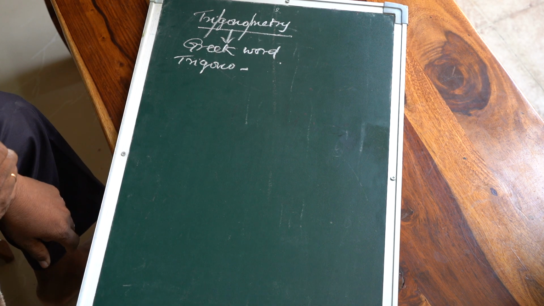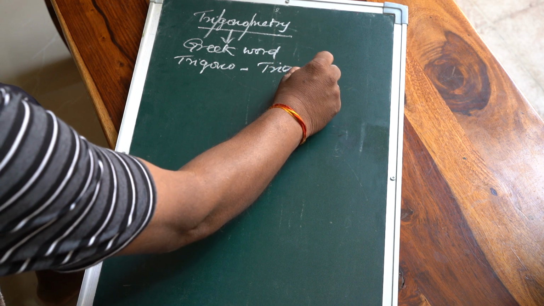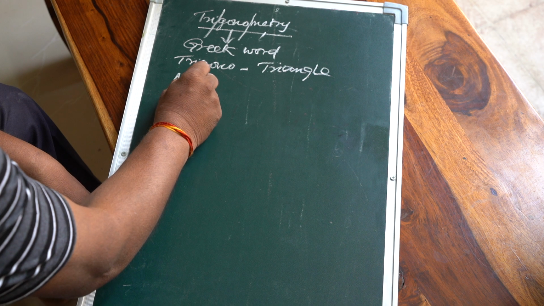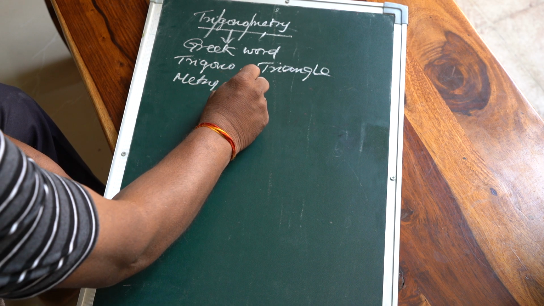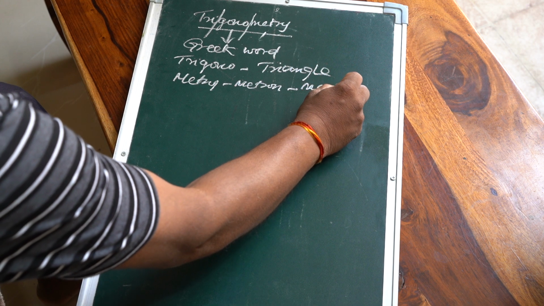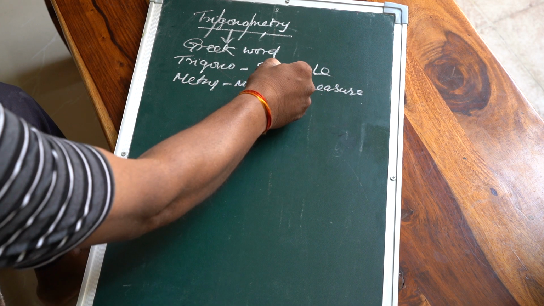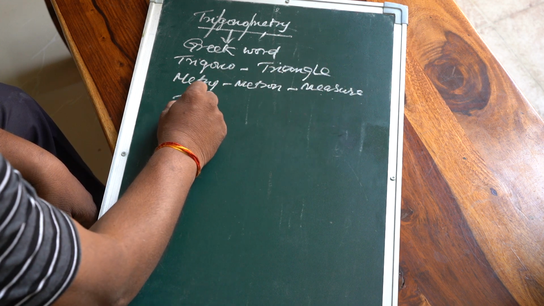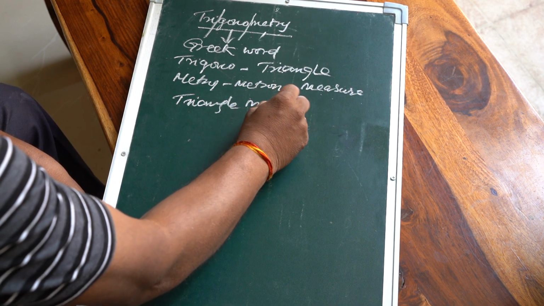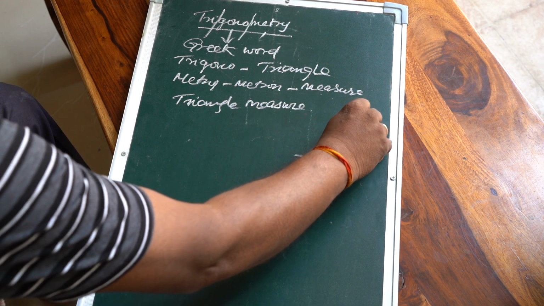Trigon means a triangle, and metry comes from metron, which means measure. So what is the measure? Triangle measures. So it is a triangle, and it is a measure. This is a triangle.